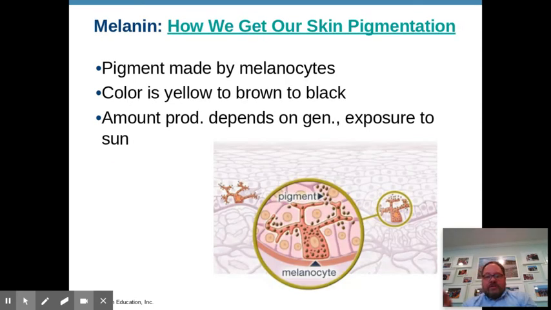All right, so now let's zoom back into stratum basale. Within stratum basale are cells called melanocytes. Cyto means cell, melan means this pigment. So melanocytes produce this pigment, melanin. And what melanin does is it blocks UV radiation.